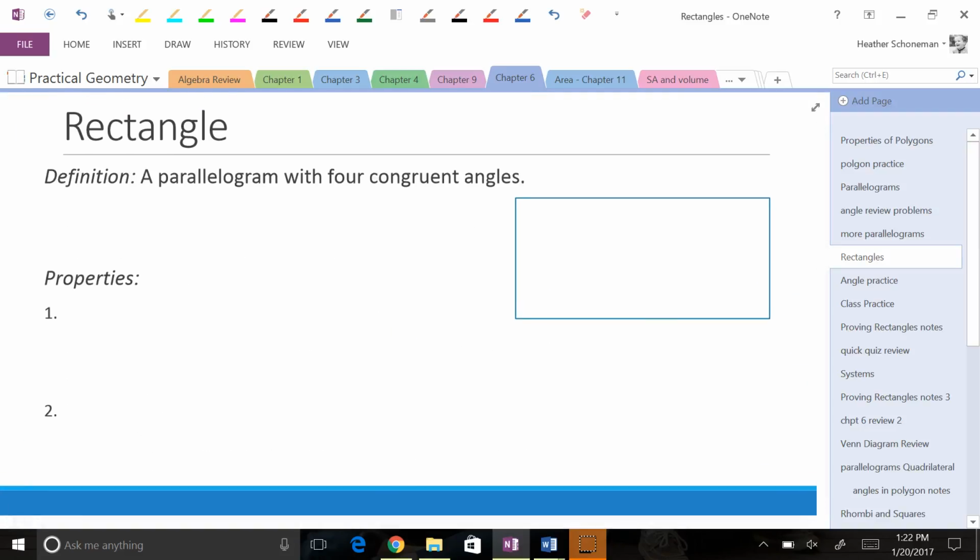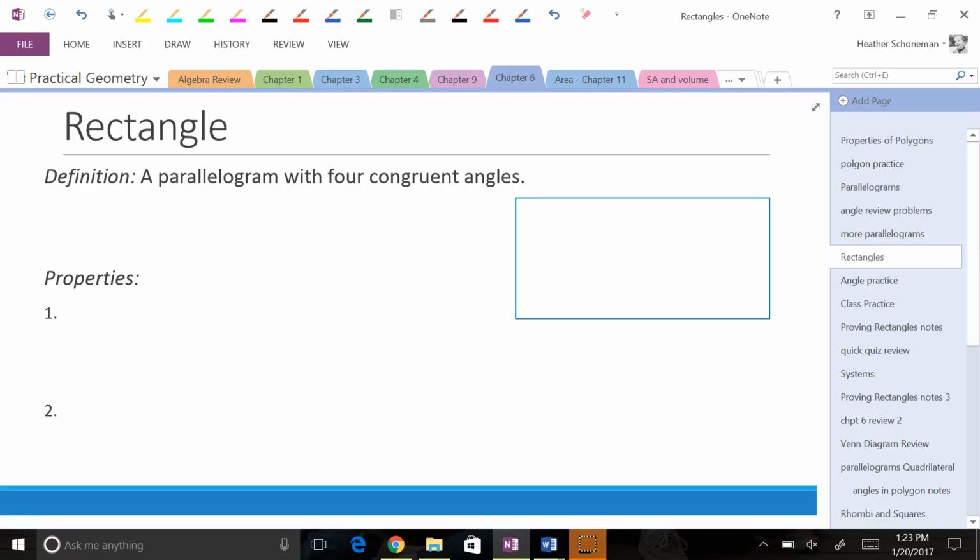On your study guide, parallelograms were at the top of the study guide that we did last class. At the bottom of the study guide, we're going to add in rectangles. Okay, we'll do the back next class. So a rectangle is a parallelogram with 4 congruent angles. A parallelogram with 4 congruent angles.